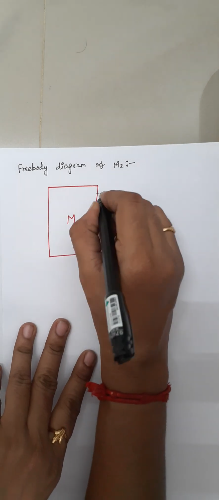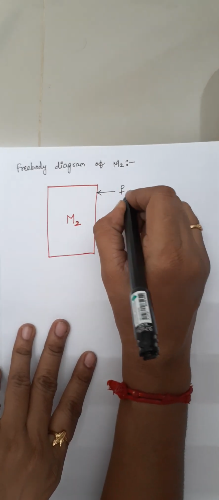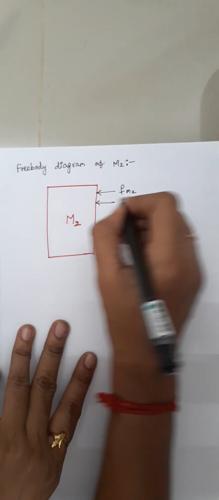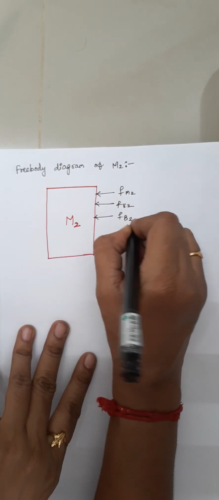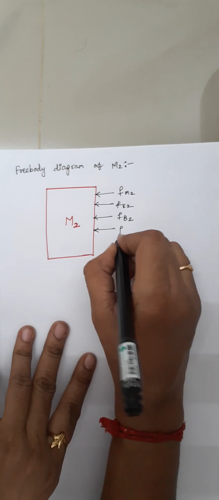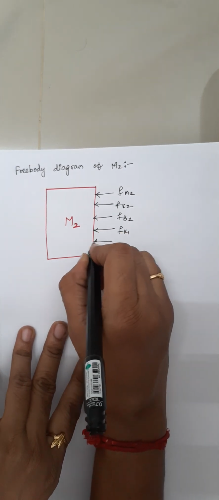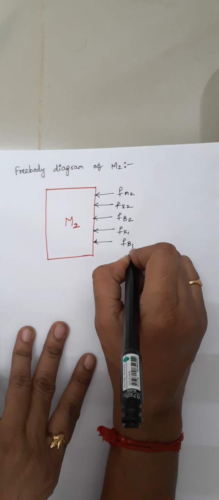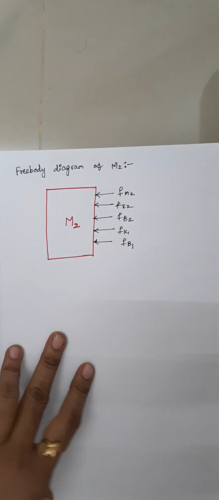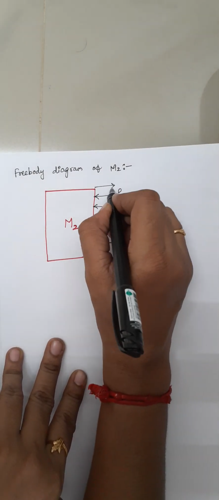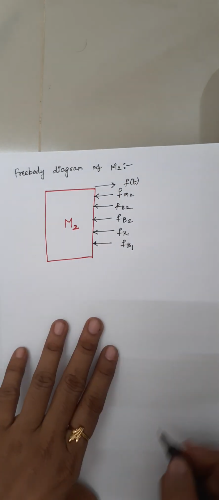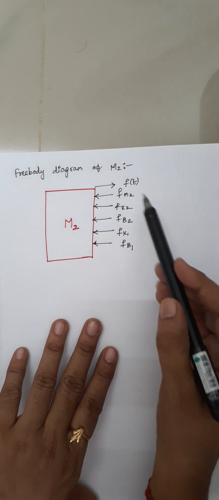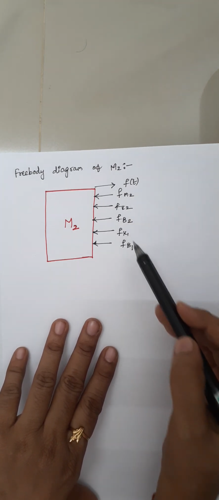So to this mass M2, here I am having Fm2, Fk2, Fb2, Fk1 and Fb1. So apart from this, there is one applied force and this applied force is nothing but this is your F of t. Right. So totally there are 6 forces, right? 1, 2, 3, 4, 5 and 6.